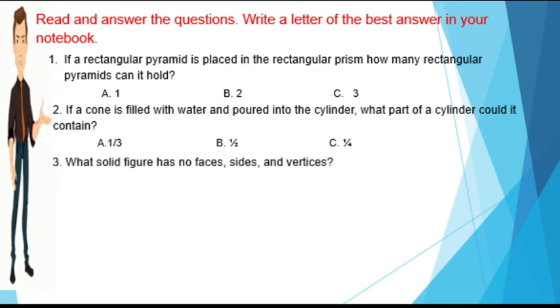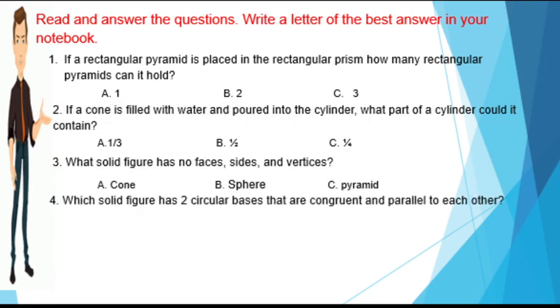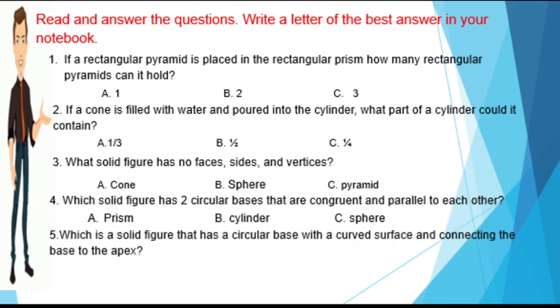What solid figure has no faces, sides, and vertices? Is it the cone, the sphere, or the pyramid? And 4, which solid figure has two circular bases that are congruent and parallel to each other? Is it the prism, a cylinder, or a sphere? And for the last question, which is a solid figure that has a circular base with a curved surface connecting the base to the apex? Is it A cone, B cylinder, C prism?